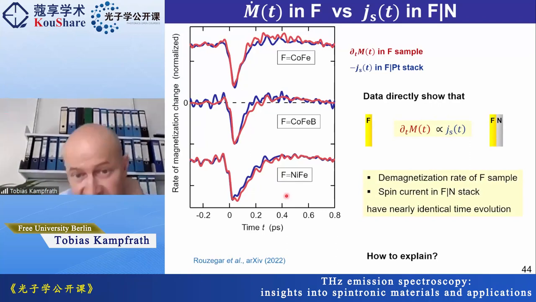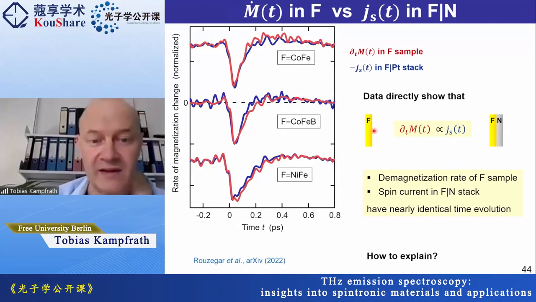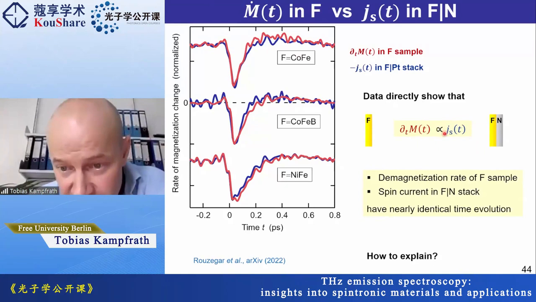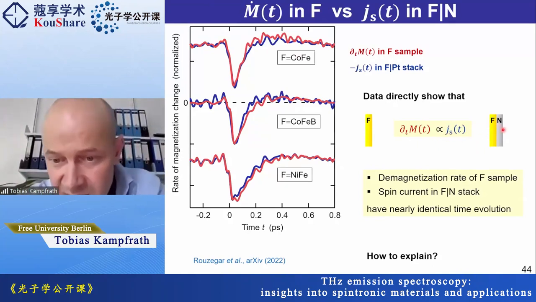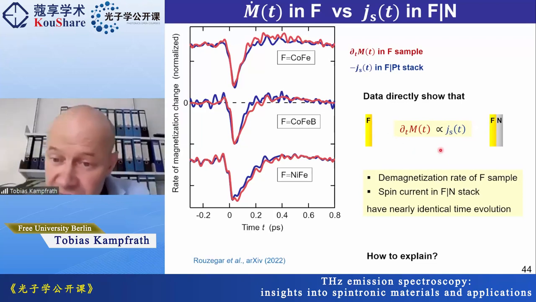So these data again directly show that the ultrafast rate of demagnetization of a single ferromagnetic layer, for example, like cobalt iron, has the same dynamics like the spin transport from the cobalt iron into an adjacent N layer. And this is remarkable because these two samples are different, and also the two signals that we measure here are very different observables.